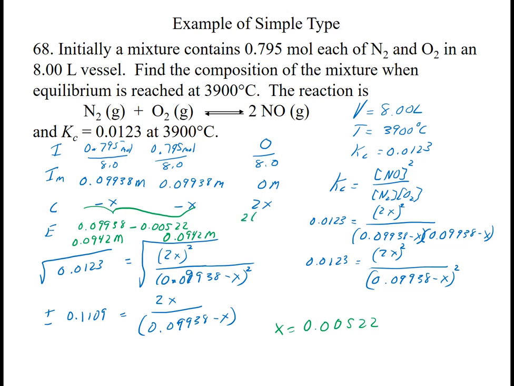And then this is going to be 2 times that 0.00522 to give me 0.0104 molar. And so my final answer are these three answers right here. And so that's the simple form. On the next video, I'm going to show you this using the quadratic formula, which is personally my favorite, but I did want to show you this way of doing it.